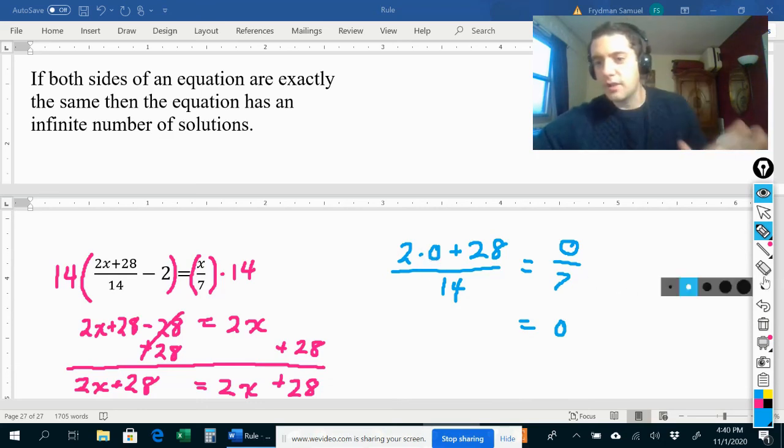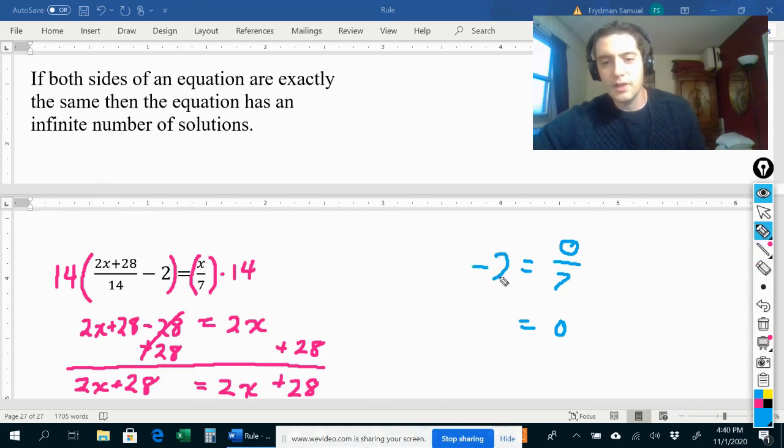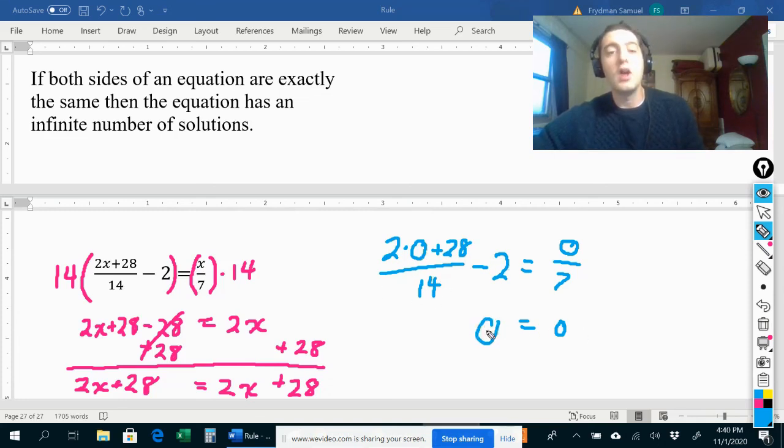Oh, I got scared for a second. I thought, why is this not working out? It's because I forgot the minus 2. So hang on a second. There's a minus 2 over here. So 2 times 0 plus 28 over 14. Okay, now it'll work. So 2 times 0 is 0. 0 plus 28 is 28. And then 28 divided by 14 is 2. So this whole thing is equal to 2. But then I have 2 minus 2. So I get 0 over here also. So you see it works. 0 is equal to 0.